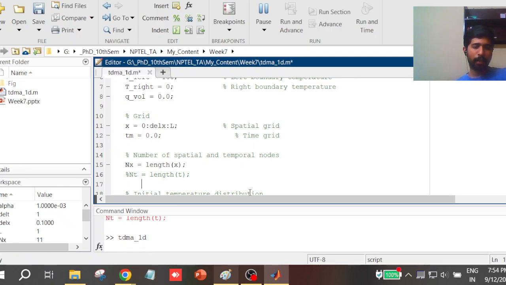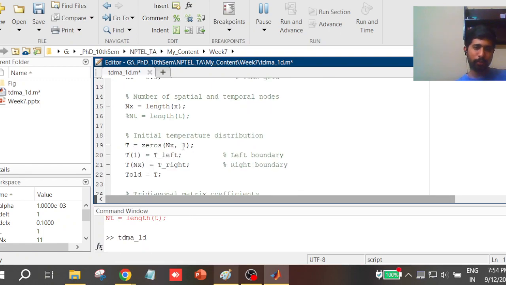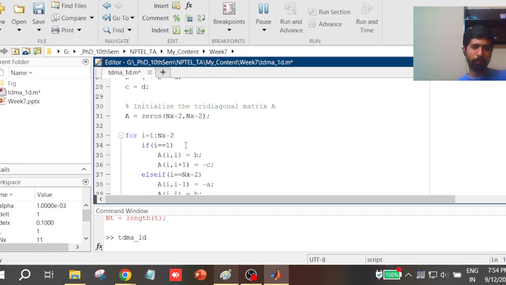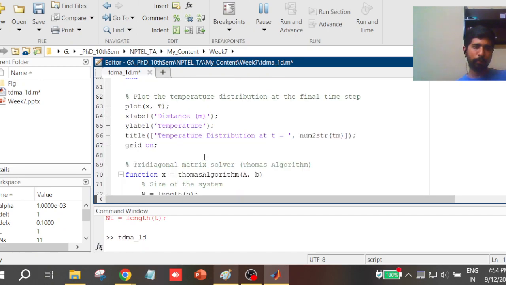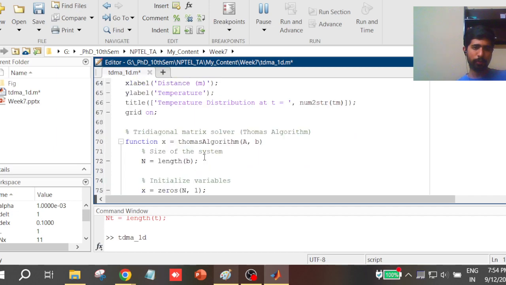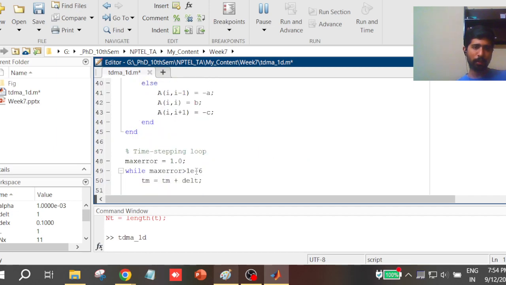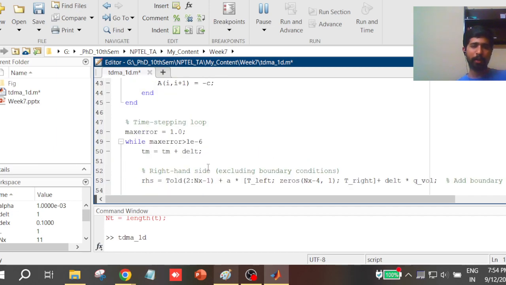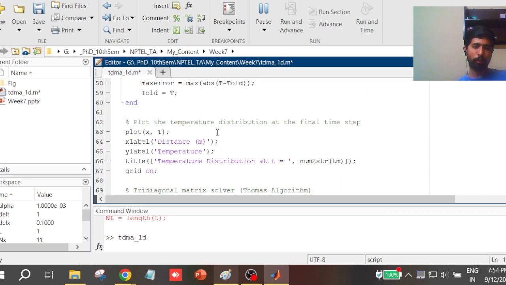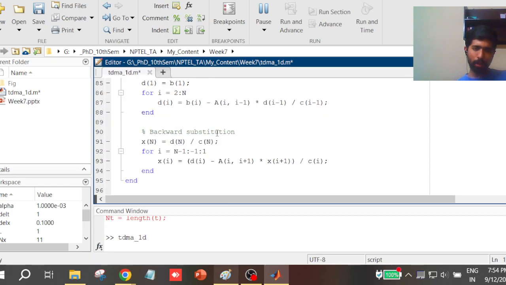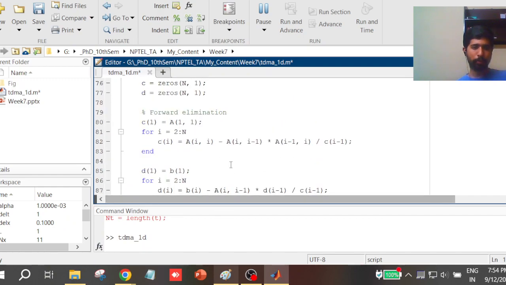So first I wanted to stop it at some time, so I had written this nt is equal to length of t function. So I wanted to stop it at some specified t, but later on I changed it, so that is why it's not required. So it will stop when the convergence is reached actually. When this error goes below 10 raised to minus 6, it will come out of the loop. Anyway, I think it'll take some time to run this because my laptop is also running slow.